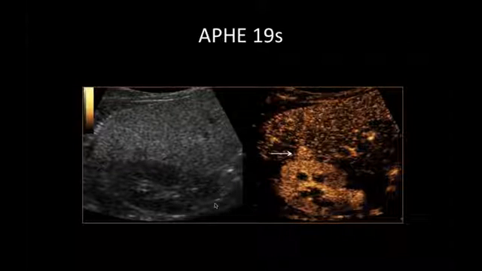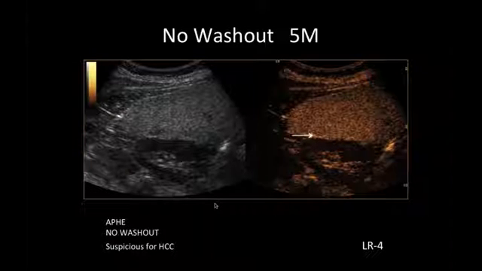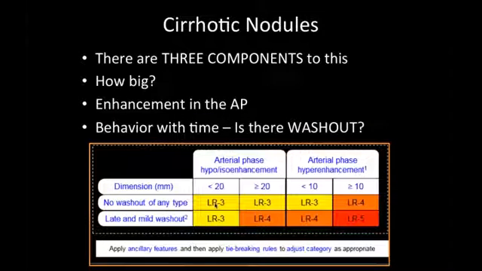Now, the last lesion that we're coming to, of course, is LR5. So LR5 is the only category within the group that has only a single box. And so what does it have? It has a size greater than 10 millimeters. It has arterial phase hyperenhancement and it has late and mild washout. And if we have all three of those criteria, then we feel that this is LR5.